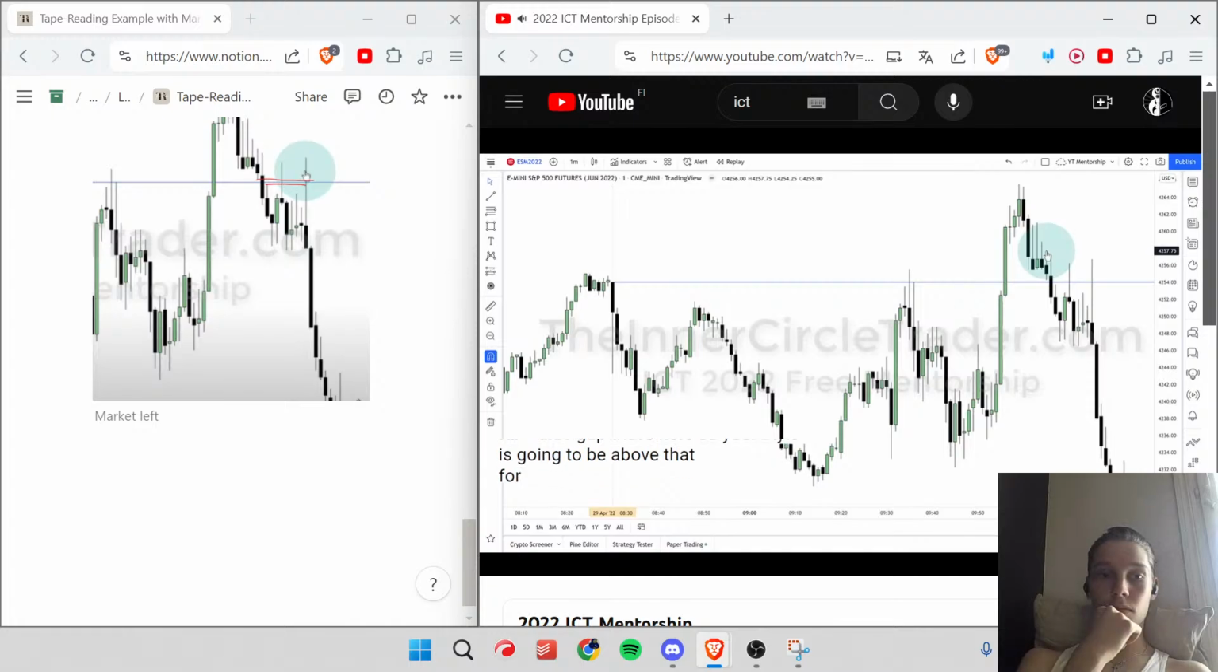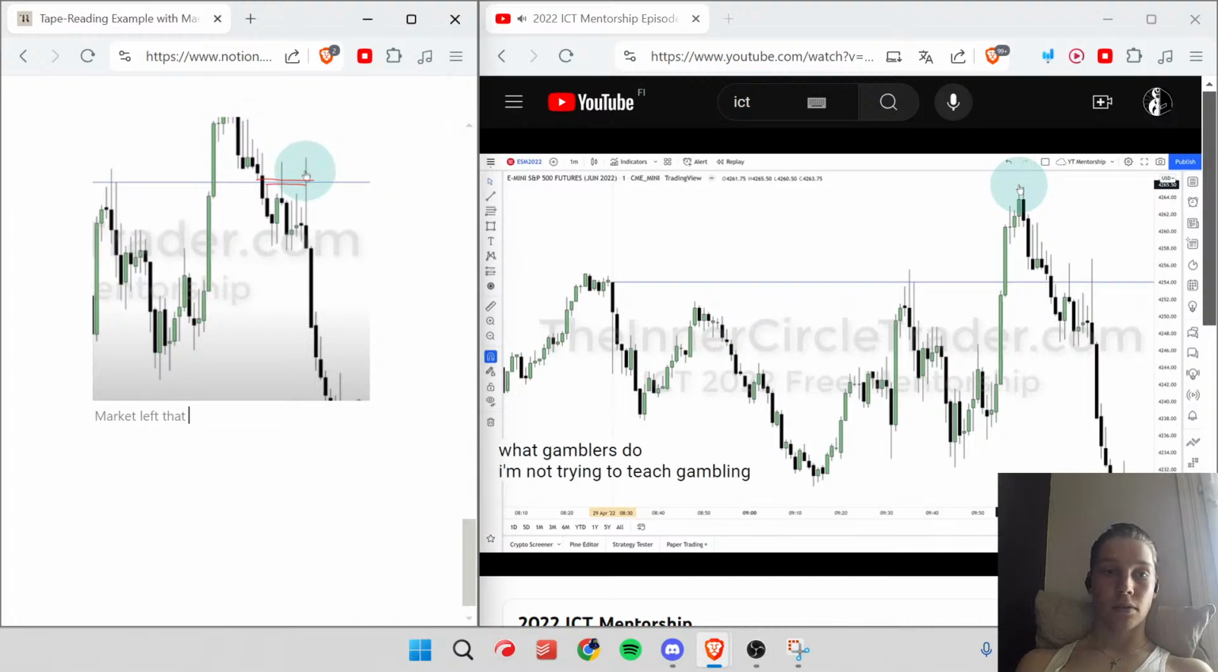For good measure, conservative, up here. Oh, but ICT, that's a lot. That's a big stop. Well, look how volatile it is. You want to be knocked out of the trade prematurely, or are you just concerned about making the maximum amount of money on your trade, dismissing the level of risk? That's what gamblers do. I'm not trying to teach gambling. So when you're practicing on your demo account, keep that in mind. That way you're not trying to overextend yourself.